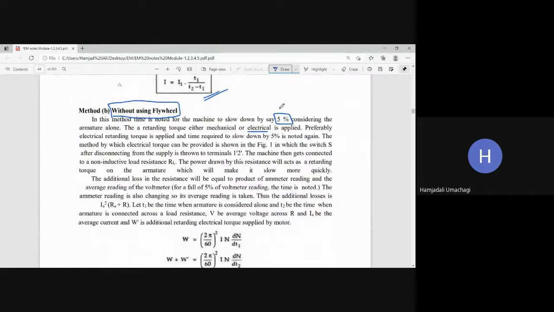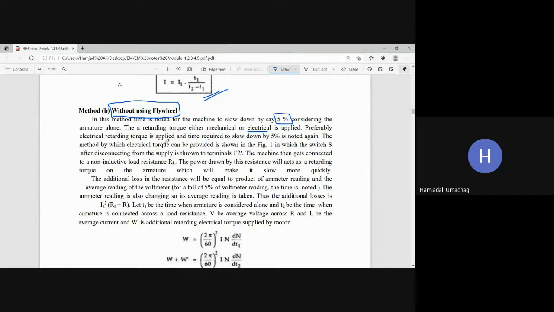In the first case, don't apply any electrical load, note down the time. And in the second case, throw the switch onto the 1 dash and 2 dash position so that the machine slows down, and the kinetic energy will be absorbed by the electrical load, which is purely resistive in nature. Preferably electrical retarding torque is applied and the time required to slow down by 5% is noted down. So once again, you should note down the time. If the initial time is T1, now the time will be T2.